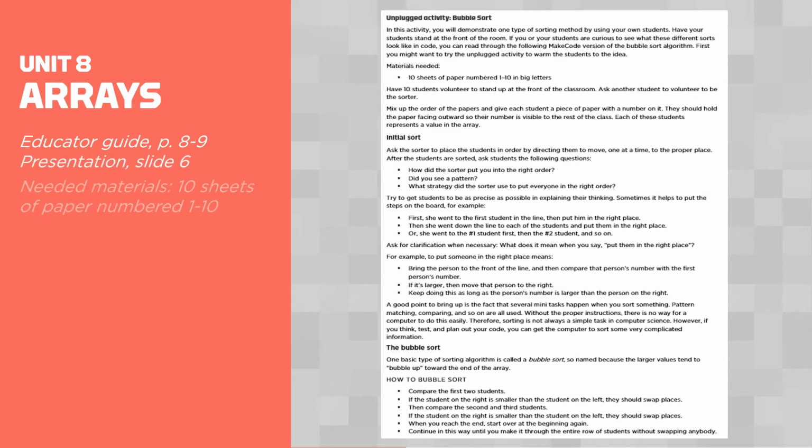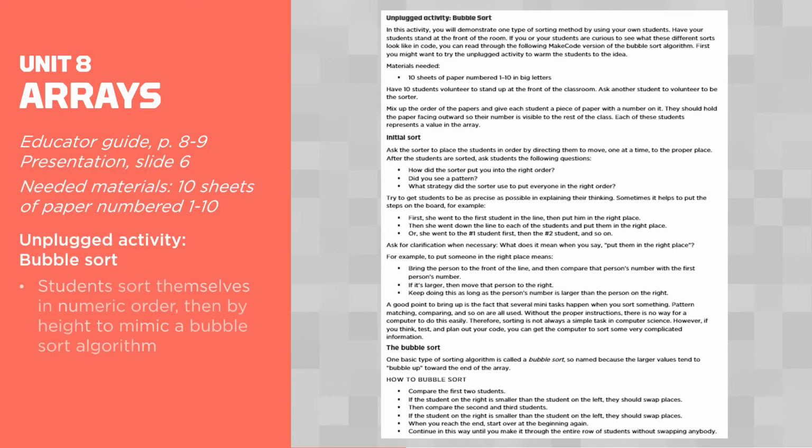Lesson A has a second unplugged activity that focuses on sorting methods for arrays. With 10 student volunteers getting sorted in numeric order, then by height to mimic a bubble sort algorithm, you help them see the steps and sub-steps involved in coding a computer to sort arrays properly.